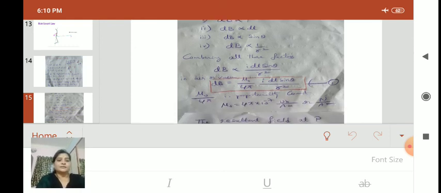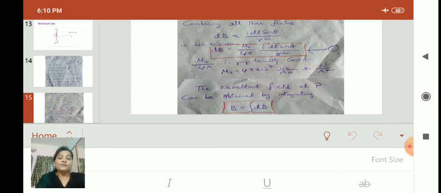Therefore I write this as dB is equal to mu naught by 4 pi, I dl sin theta by r square. This mu naught by 4 pi is a proportionality constant, which we discussed yesterday. Mu naught is the permeability of free space, air or vacuum. It is equal to 4 pi into 10 to the power of minus 7 Weber per ampere meter. If you want to find the resultant field at P, that can be obtained by integrating dB.